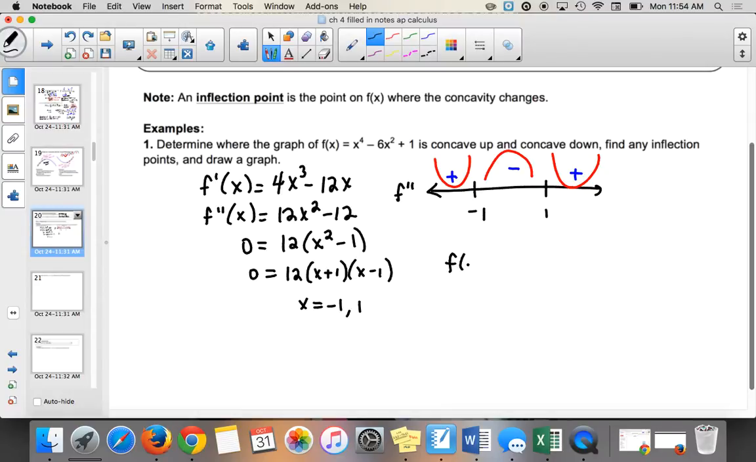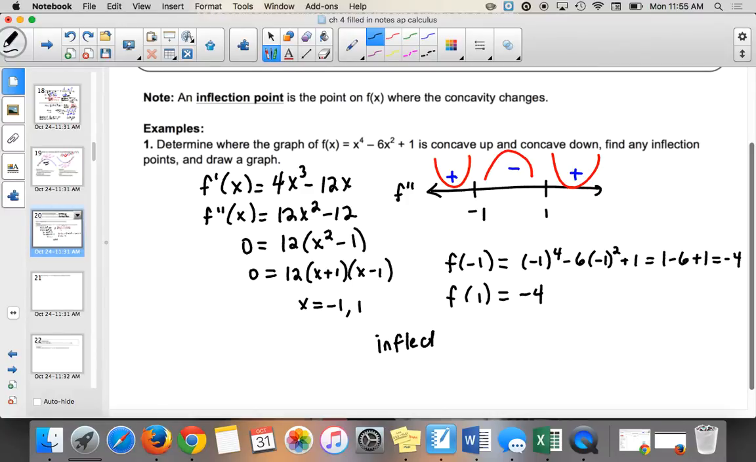-1 and 1. So we want to find where the actual point is. So we go back to our original and plug in -1 and 1. When I plug in -1, I get -1 to the fourth minus 6 times -1 squared plus 1. So I get 1 minus 6 plus 1, so I get -4. And if I plug in 1, do you guys see I get exactly the same thing? It's an even function, so we get -4 as well. So inflection points are going to be at -1, -4, and 1, -4.